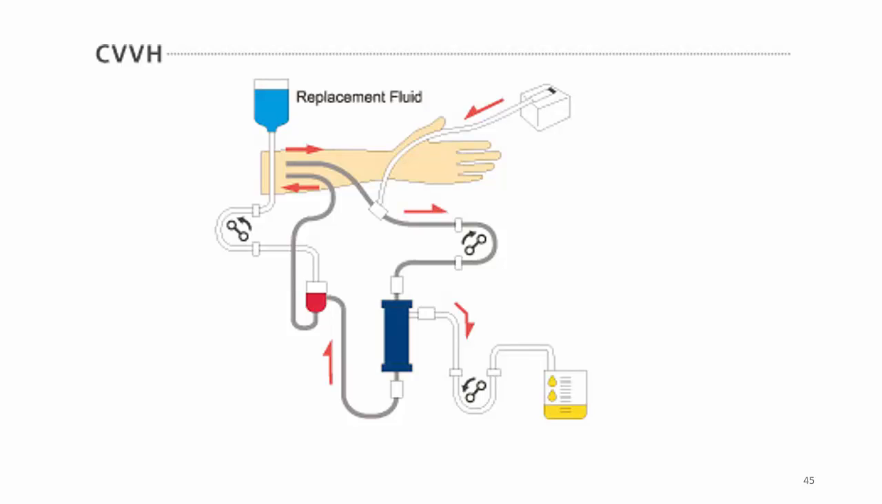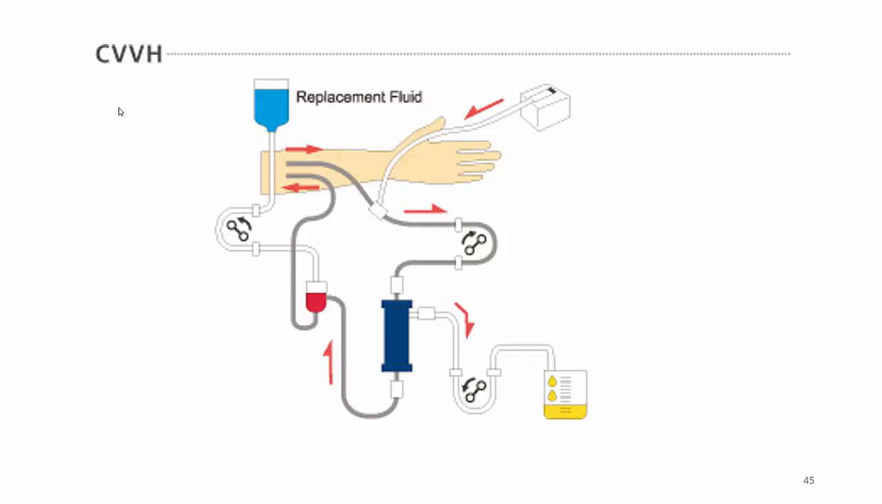What you do instead is that you have a replacement fluid that runs after you're done with dialysis and before the blood gets to the patient. You replace whatever you want to replace, whether it's bicarb or anything else, and then the blood goes back to the patient. So this is the major difference between CVVH and hemodialysis.